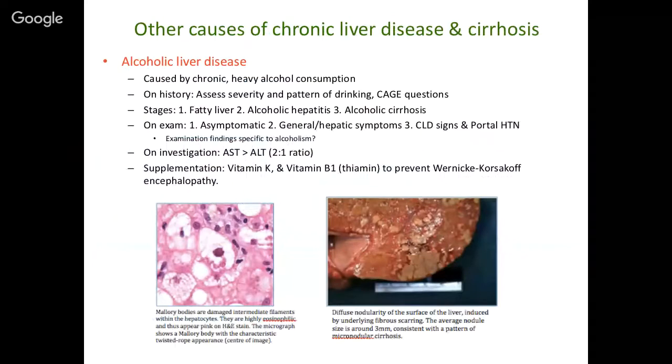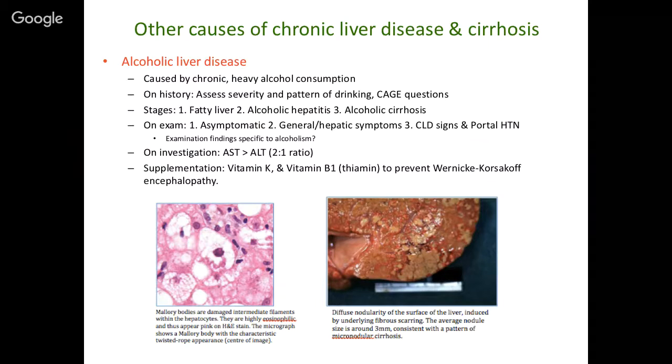Okay, so I mentioned there are other causes of chronic liver disease apart from viral hepatitis. So there's alcoholic liver disease, which is the one everyone thinks of when they think of cirrhosis. But just remember, chronic liver disease and cirrhosis, not just hepatitis and alcohol, but alcohol is one of them. So on history, make sure you assess how severe their drinking is. Might even be appropriate to ask them about CAGE, if anyone still remembers that.